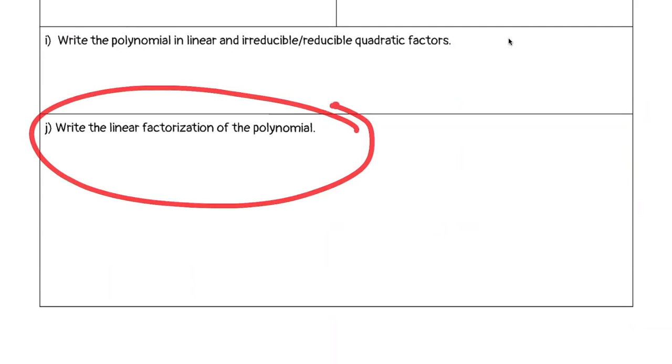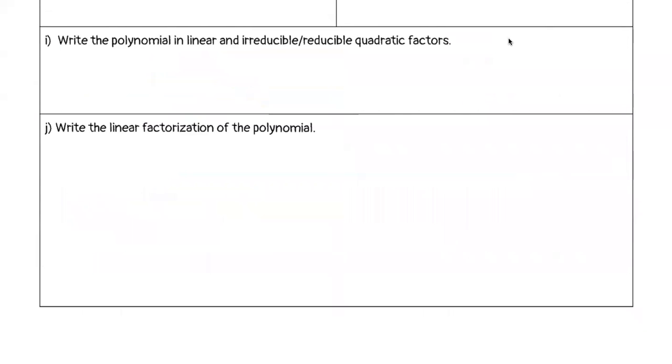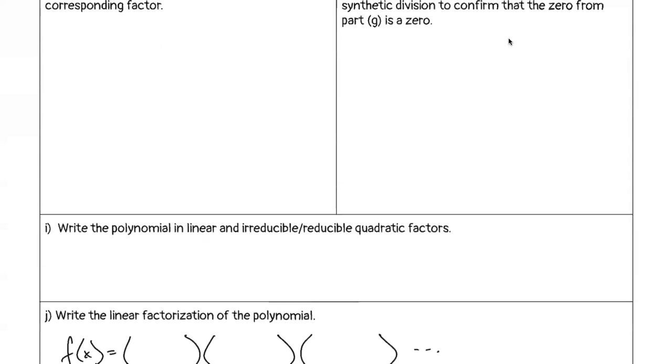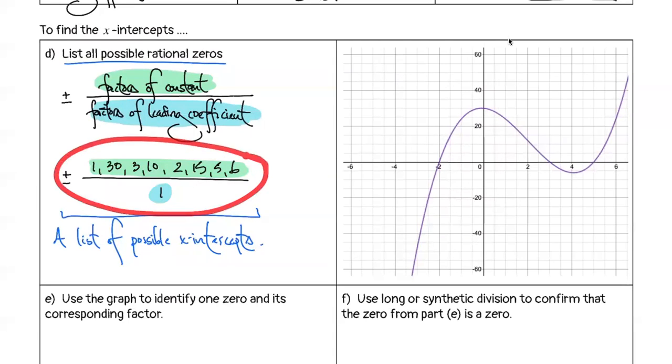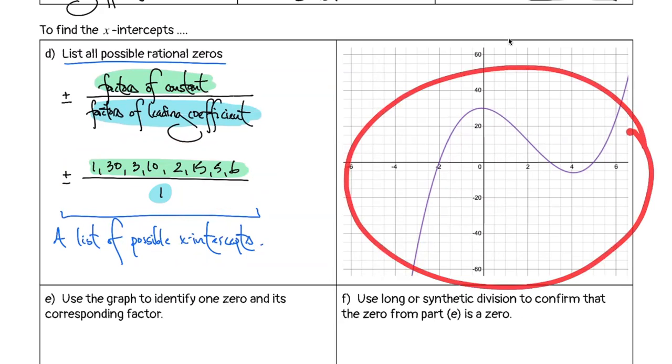The last step says, write the linear factorization of the polynomial. That means I want to write f of x equals a bunch of linear terms multiplied together, however many there are. I want to be able to write that list. So in order to get there, all of these steps in between are meant to help us get there, figure out what those factors are. Okay. So let's take a look at this list right here. Of the items in this list of possible x-intercepts, do you see any that are on this graph as well?